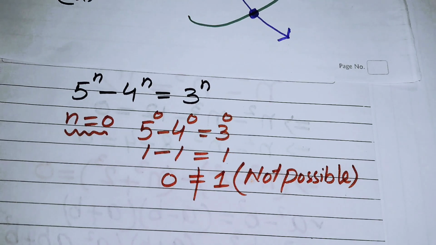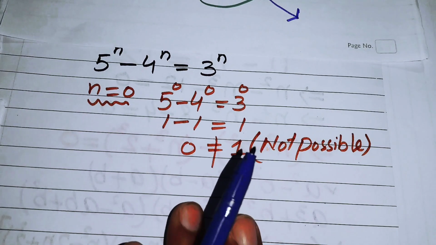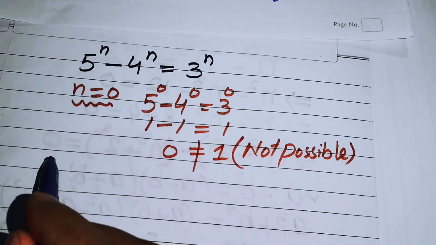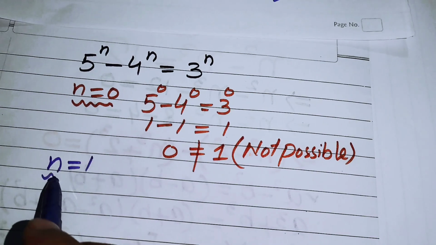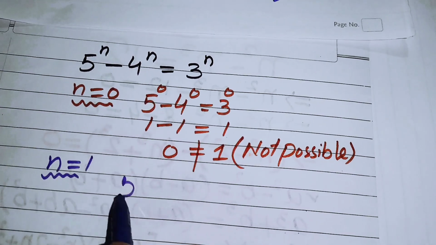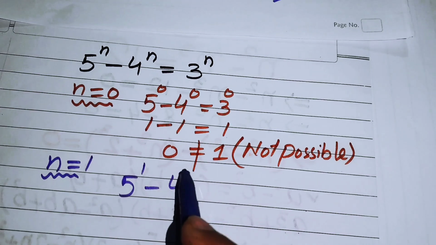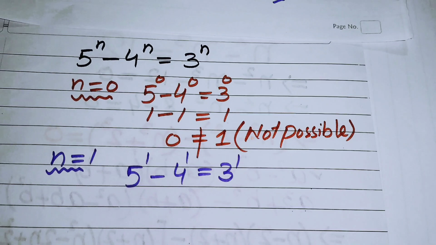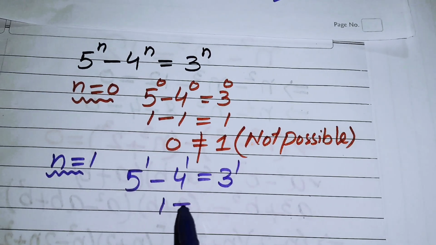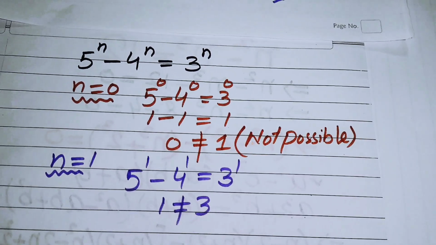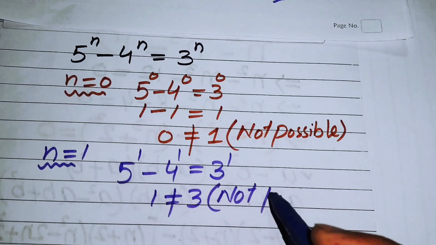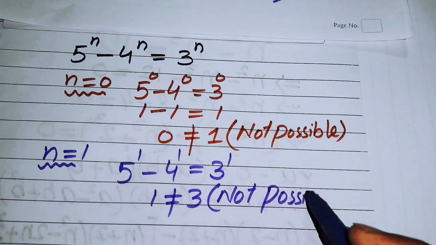And now we check our question statement at n equals to 1. When you substitute n equals to 1, then you get 5 to the power of 1 minus 4 to the power of 1 equals to 3 to the power of 1. And you see that 5 minus 4 will be 1 equals to 3, and it is again not possible. So this is not a possible case.